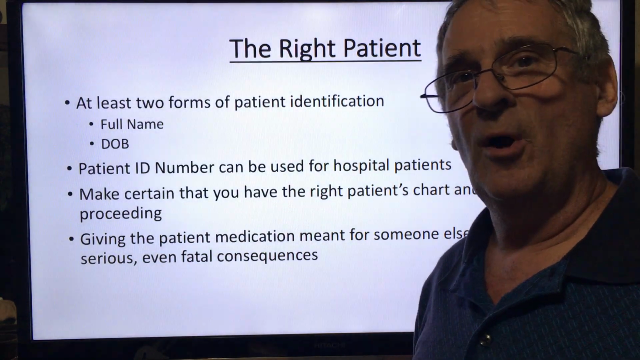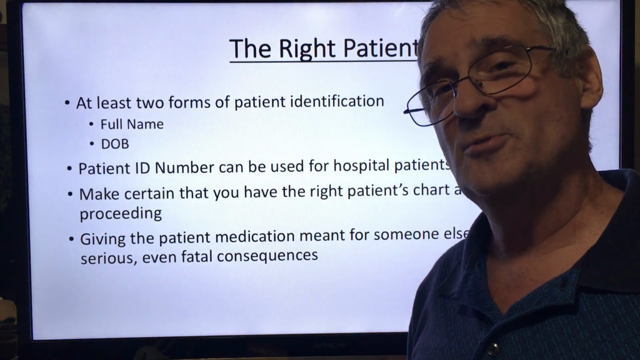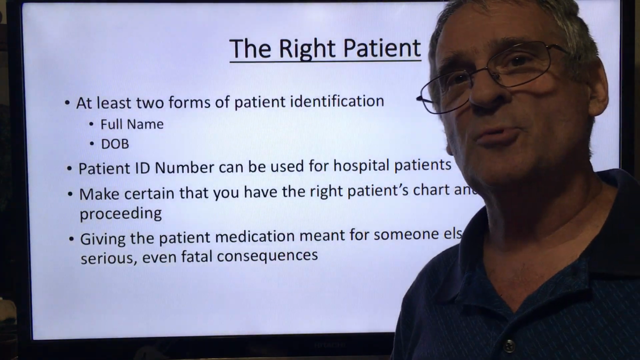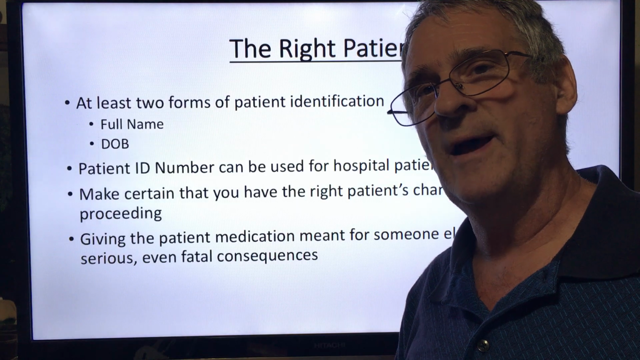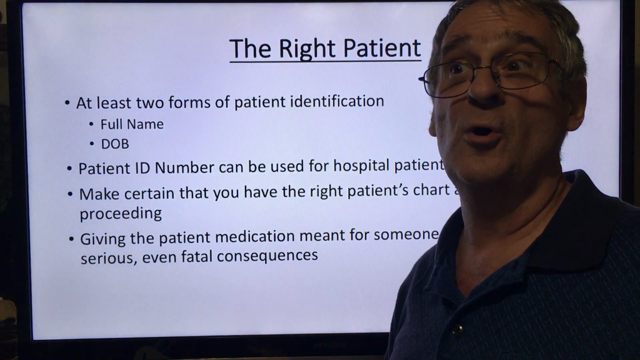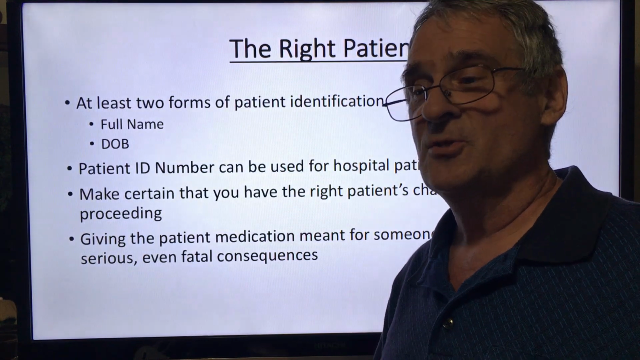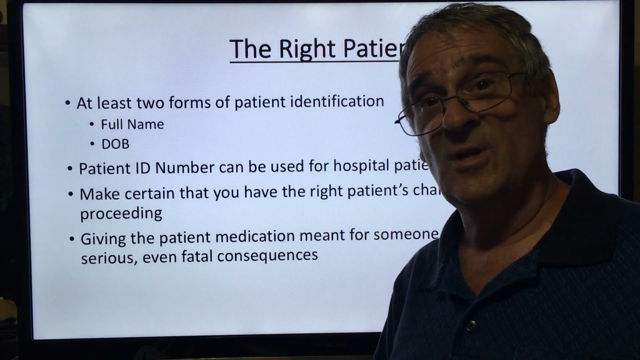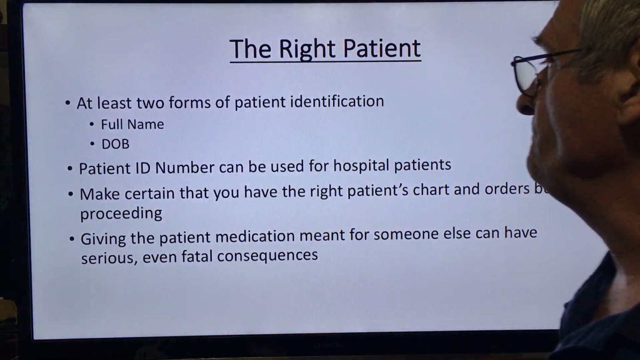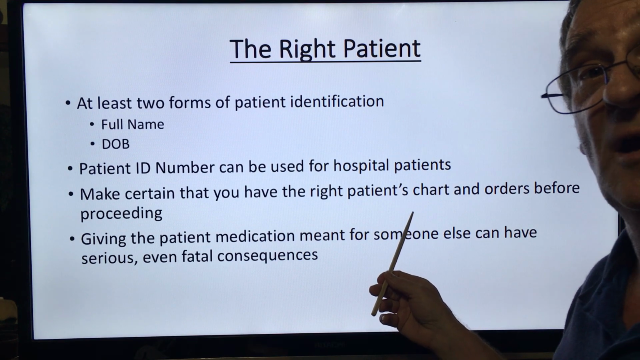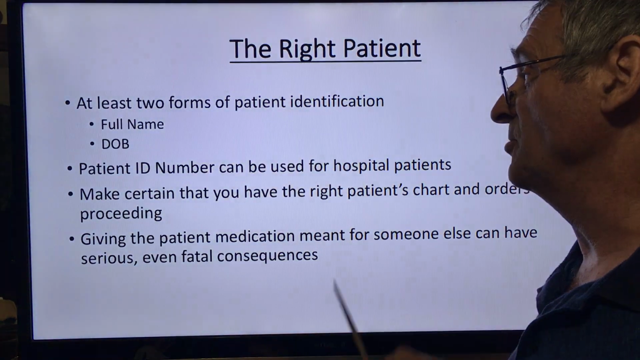The nice thing about barcode identification bands, when they're working, is that it correlates with what's in the computer system, so it will automatically track the drugs and say, no, you can't give this drug yet, or no, it has a problem with another drug. So those are very valuable parts of the ID band system. So make sure that you have the right patient's chart and that you've reviewed it ahead of time to know that you are in fact giving the drug that was ordered.